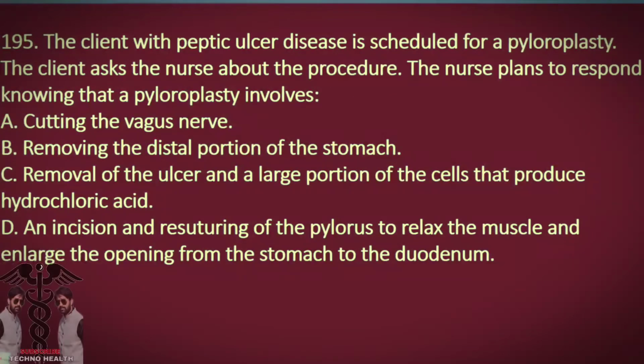Question 195. The client with peptic ulcer disease is scheduled for a pyloroplasty. The client asks the nurse about the procedure. The nurse plans to respond knowing that a pyloroplasty involves: A. Cutting the vagus nerve. B. Removing the distal portion of the stomach. C. Removal of the ulcer and a large portion of the cells that produce hydrochloric acid. D. An incision and resuturing of the pylorus to relax the muscle and enlarge the opening from the stomach to the duodenum.